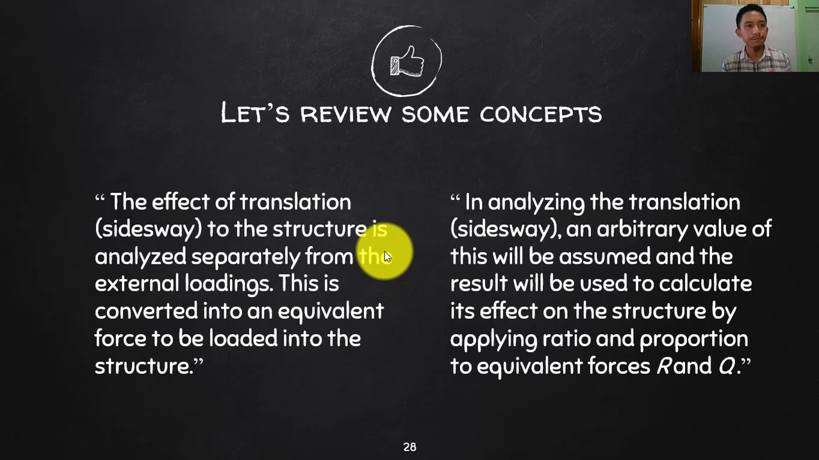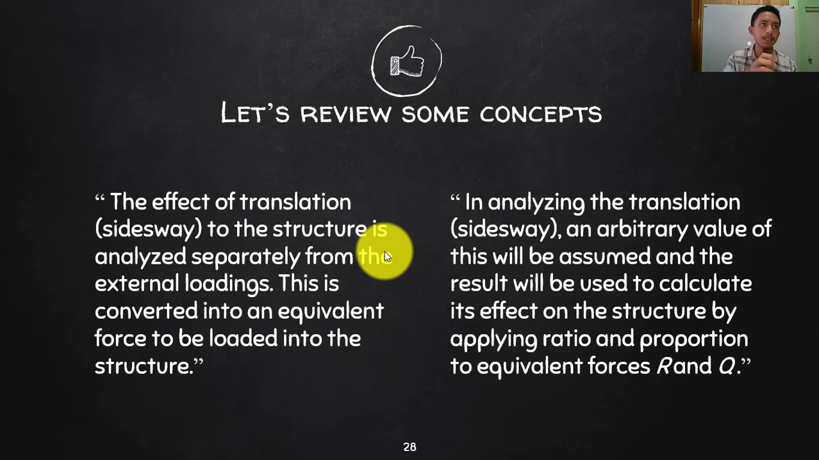So first, if there's a Sidesway, restrict the Sidesway. Solve for that restricting reaction or the dummy reaction, and then apply it as a force to again bring back the deflection, and then analyze it separately, just like what we did by ratio and proportion. Okay, so on and so forth.